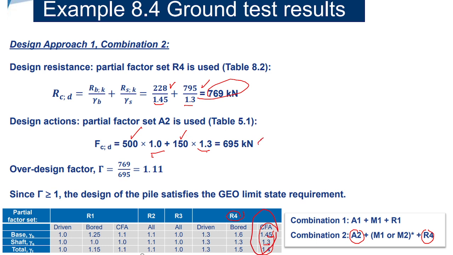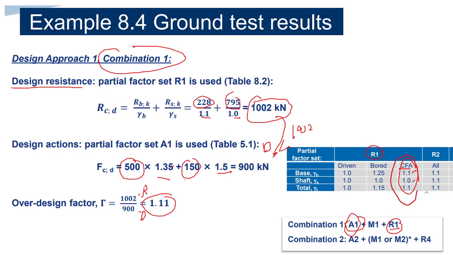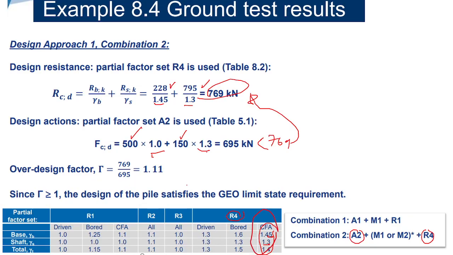So again, here you see this is less than 769. Where is it? 769 is the resistance. So you have 1.11. Let us compare 1.11 for combination 2. How about for combination 1? It's the same. So either way, whether you are going to use combination 1 or combination 2, it will still give you the safe value. So that's all for this pile analysis using Eurocode 7.